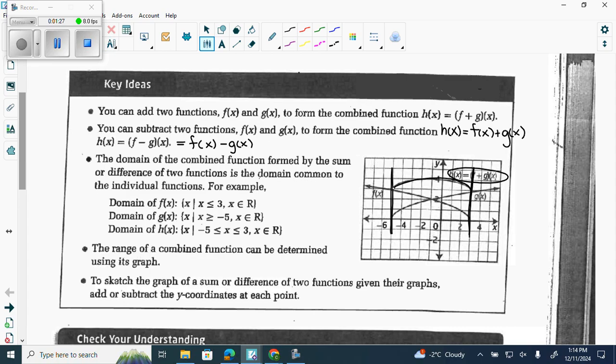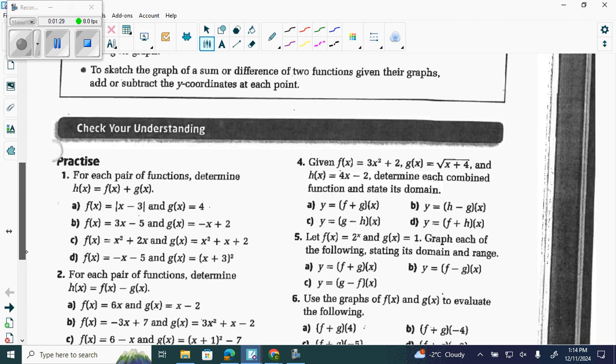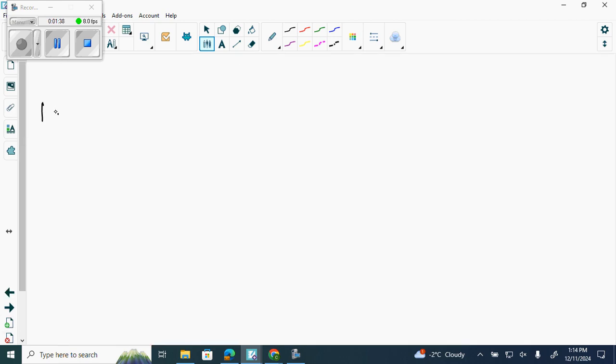Okay. So we're going to talk down here first. Here it says for each pair of the functions, we want h of x. And h of x is just f plus g of x. So on a separate sheet of paper, we're going to do that. 1a, h of x equals f of x plus g of x.